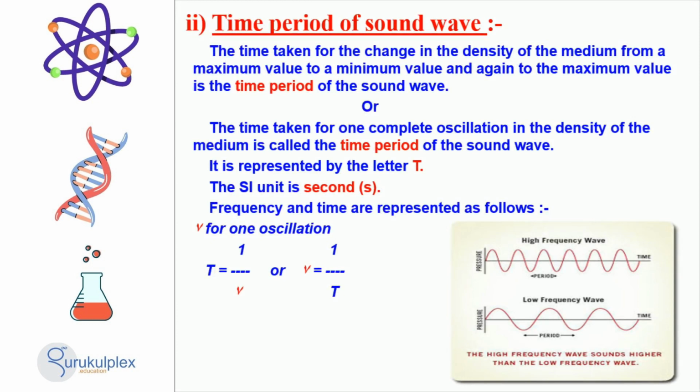T represents the time period of one complete oscillation in the density of the medium and is measured in seconds, s. The relationship between frequency and time period can be expressed as 1 oscillation per t seconds, that is, frequency equals 1/T.